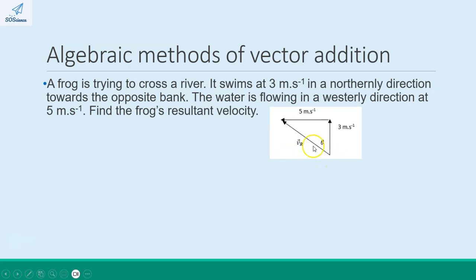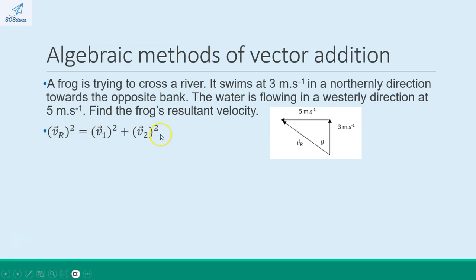If we point the arrow of the resultant vector in the wrong direction, the magnitude will still be correct, but the final direction will be wrong. So this sketch is mostly important for us to identify theta, and from there we can use the bearing method.